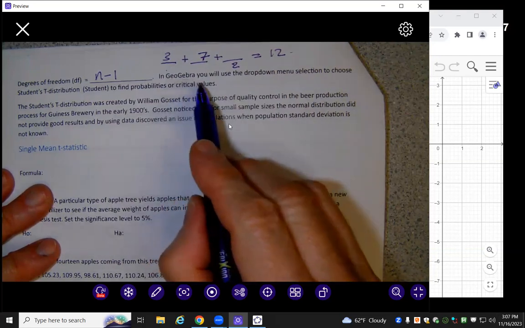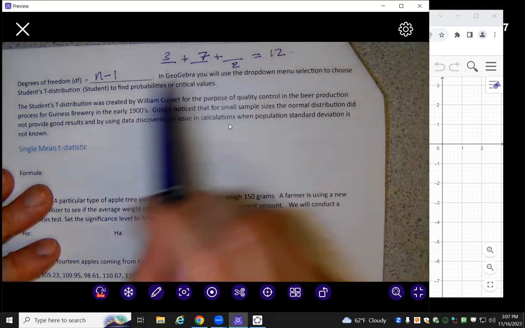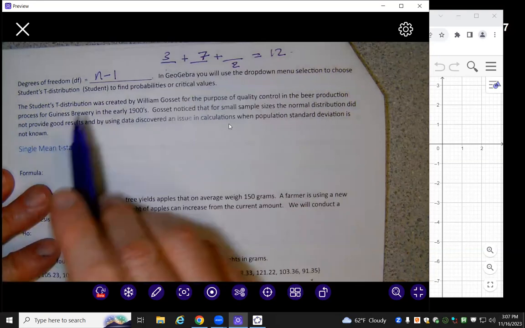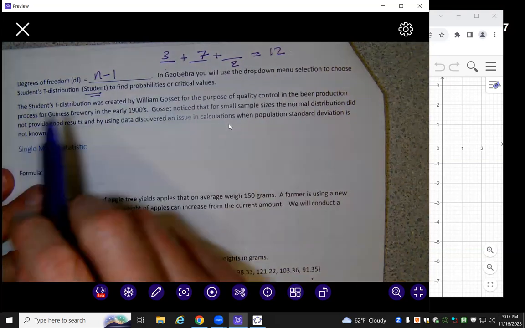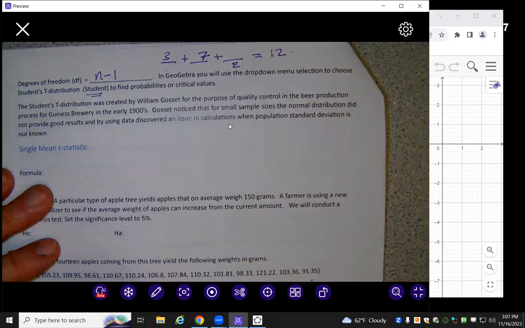In GeoGebra, we use a drop-down menu selection to choose students' t distribution, which you'll see called student, to find probabilities or critical values. The students' t distribution was created by William Gossett for the purpose of quality control in the beer production for Guinness Brewery in the 1900s.